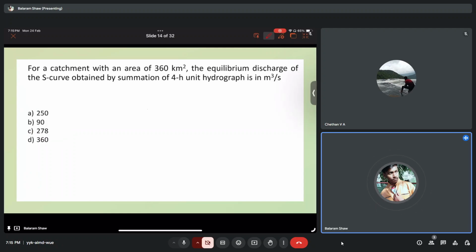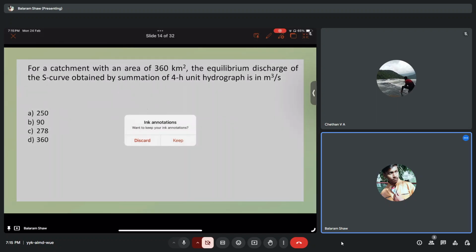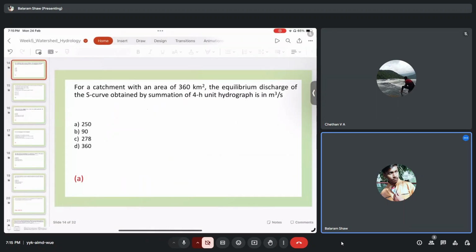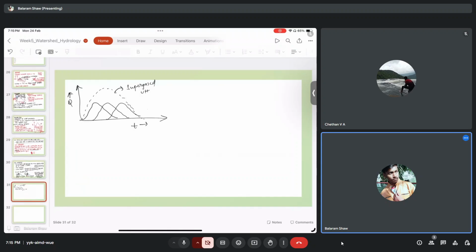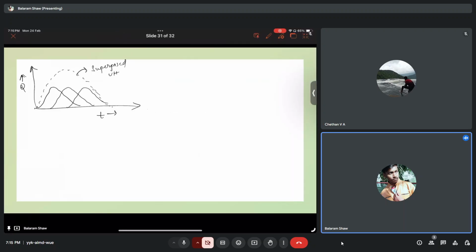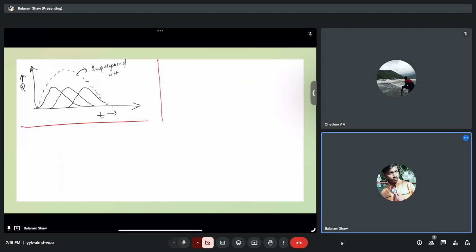Next question is, for a catchment with an area of 360 kilometers square, the equilibrium discharge of the S curve. Okay, so before that let us mention what the S curve is. So the S curve comes from here. That is when you need the unit hydrograph of a different duration. Let's say you have one unit hydrograph for some duration.